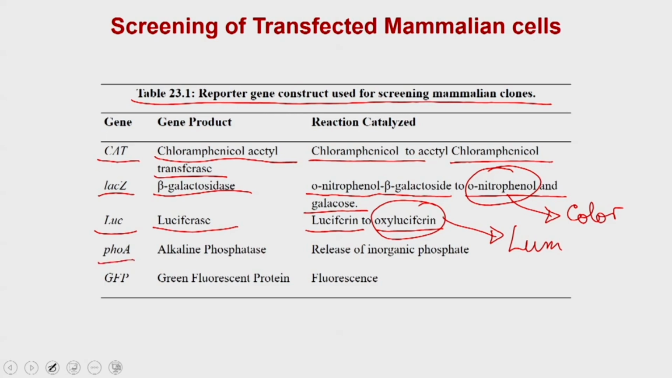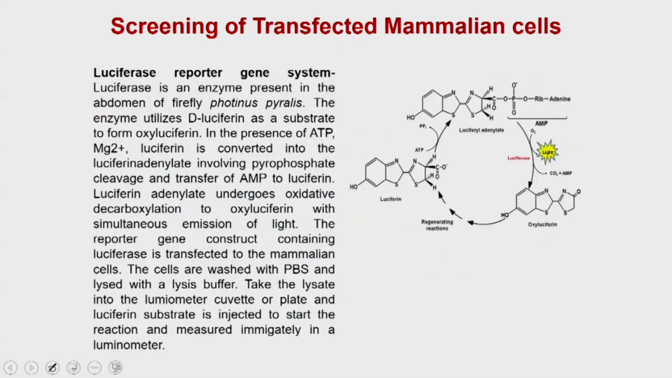Similarly, you have the gene that produces alkaline phosphatase, and the alkaline phosphatase releases inorganic phosphate from the substrates. So, you can use different types of substrate to monitor the release of inorganic phosphate. And at the end you have the green fluorescent protein, or GFP, which gives you fluorescence in the green channel.